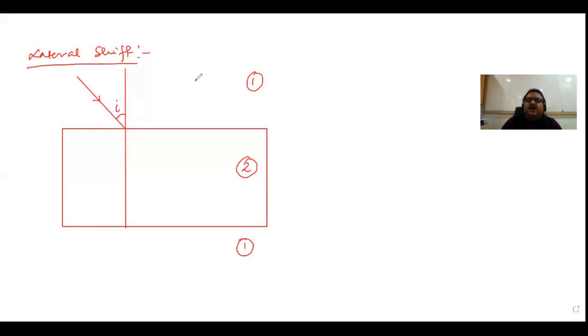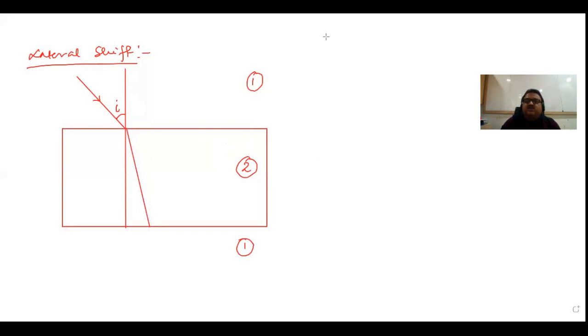Now, remember, the speed of light is maximum in air. So obviously medium 2 is denser than medium 1. So what will happen when light enters the medium 2? It will bend towards the normal. Correct? We have done already.